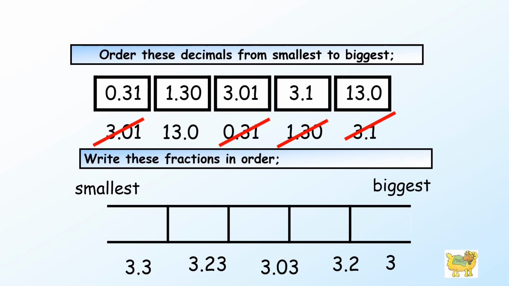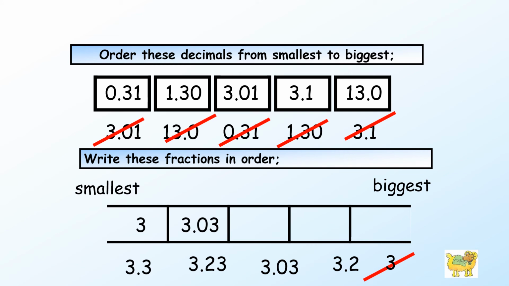Okay, I'm going to look at the whole numbers: 3.3, 3.23, 3.03, 3.2. The smallest one will be the whole number, all 3. Look at the tenths place: 3, 2, 0, 2, and here it's also 0. The smallest one will be 3.03, and I will cancel it.